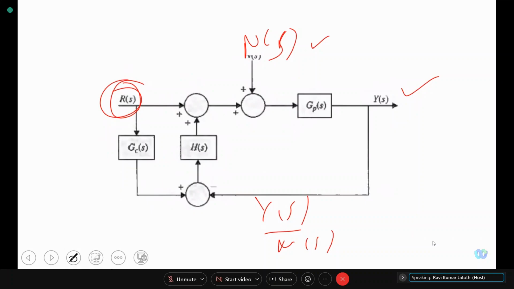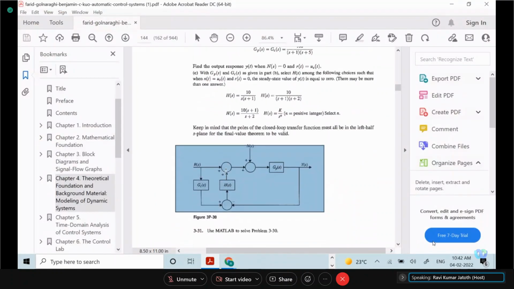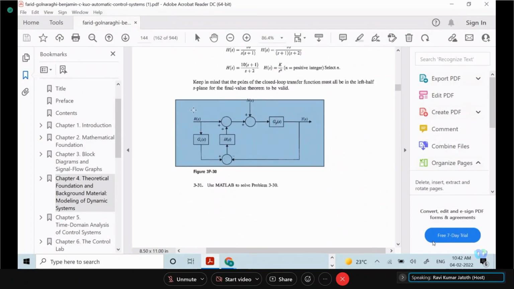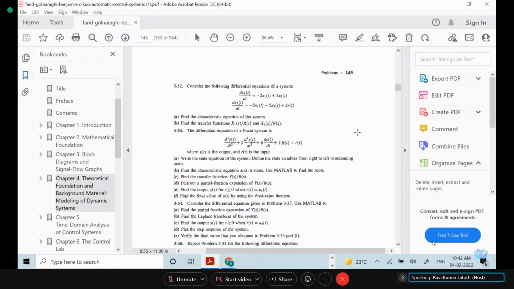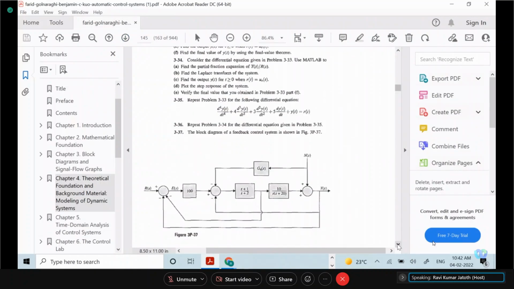Then at that time it will be a very time consuming process. So then what we do is we convert the block diagram into a signal flow graph, using very simple formulas. This is one necessity where you have to convert your block diagram into a signal flow graph. Like that you have n number of problems. Real-time plants are very complex problems.